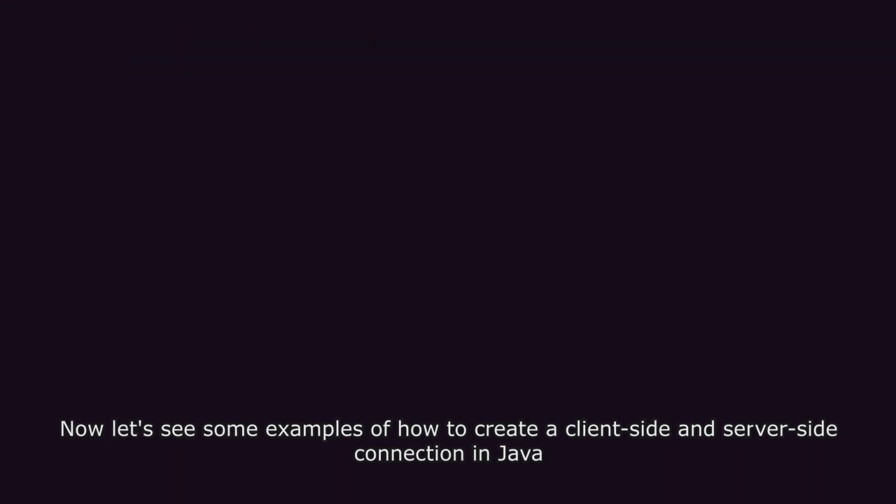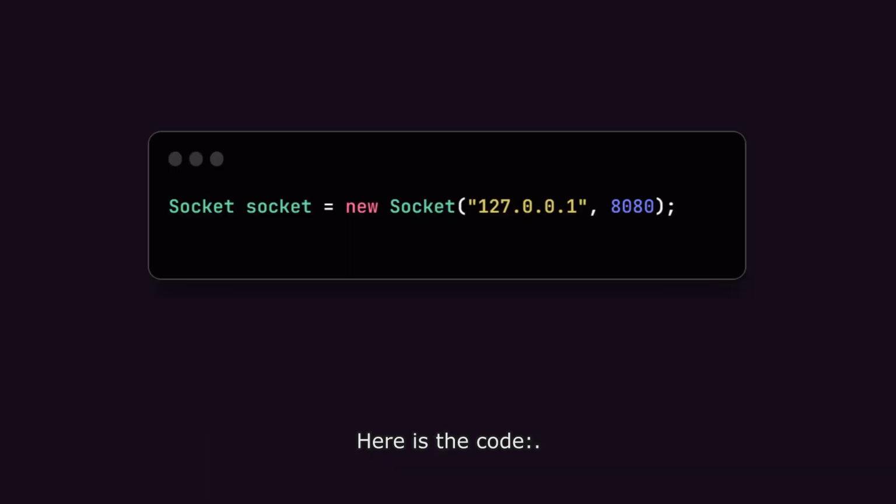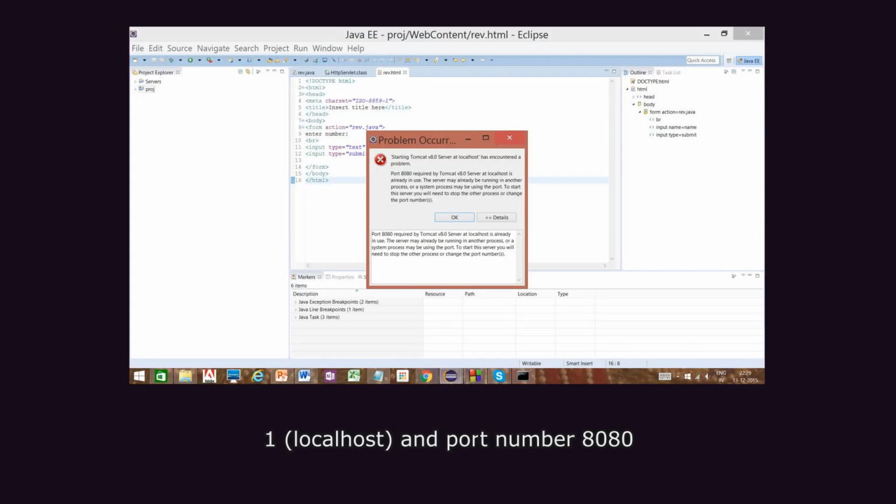Now let's see some examples of how to create a client-side and server-side connection in Java. We'll start with the client-side connection. We'll use the Socket class to create a socket and connect to a server. Here is the code. Here we are creating a new Socket object with the IP address 127.0.0.1 (localhost) and port number 8080.